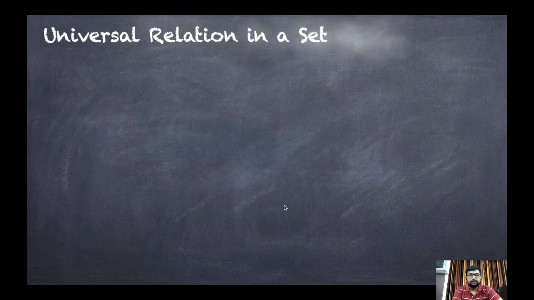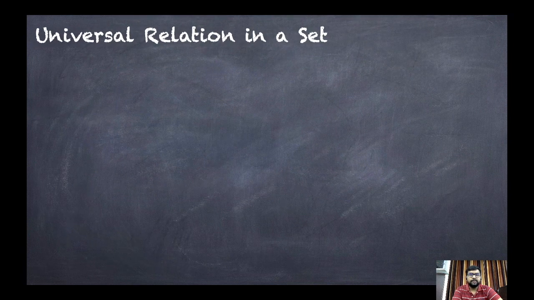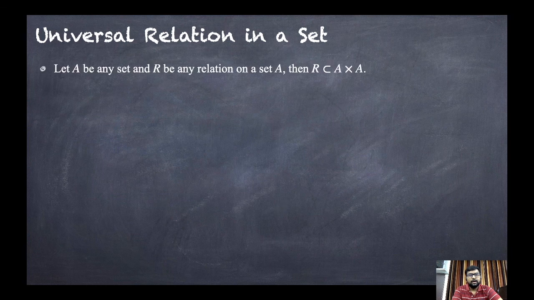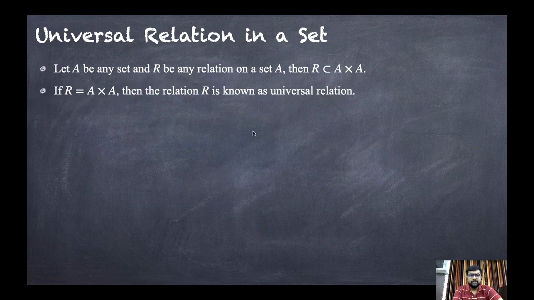Next, universal relation in a set. Let capital A be any set and let capital R be a relation on the set A. So that means there is only one set, so R is a subset of A cross A. Next, if R equals A cross A, see here R is a subset of A cross A, but whenever this R and A cross A both are the same, then this R is known as a universal relation.